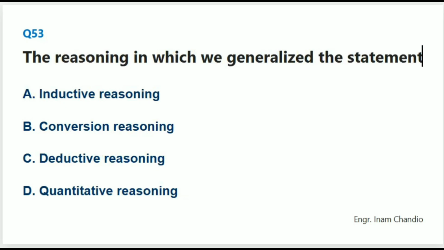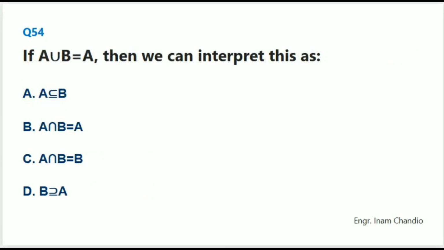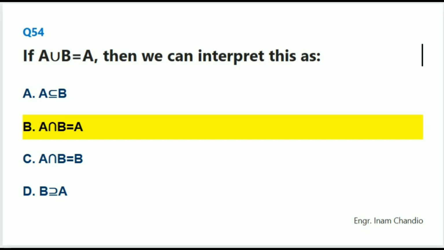The reasoning in which we generalized the statement is known as. The correct answer is A. Inductive reasoning. If A union B equals A, then we can interpret this as. The correct answer is B. A intersection B equals A.